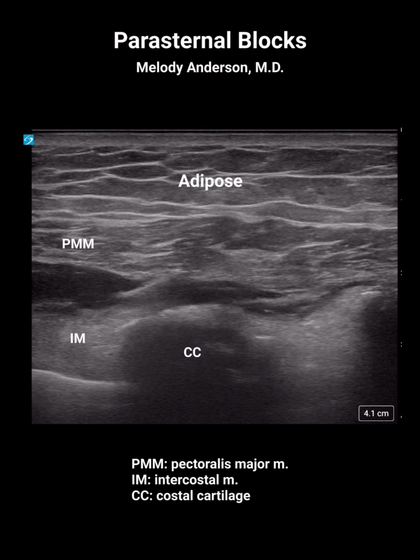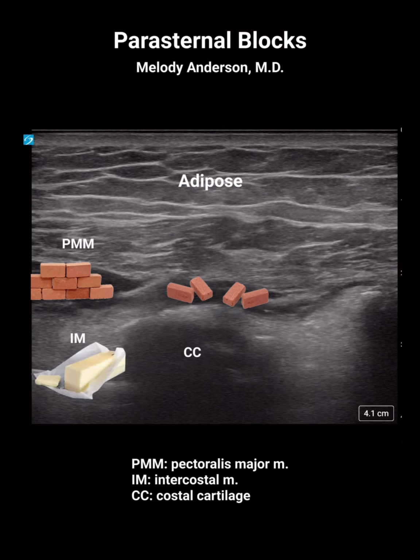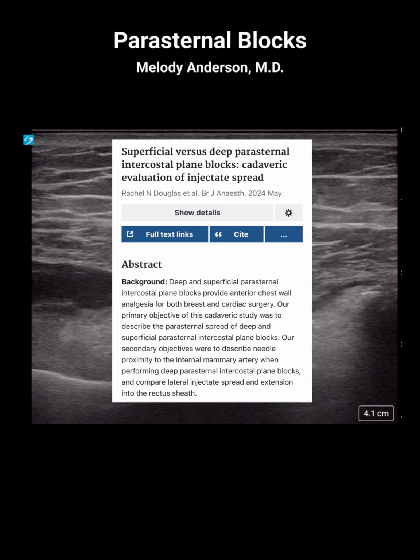Compared to the deep approach, the superficial parasternal block has a safety advantage of being further away from the mammary vessels and pleura. However, there's more resistance to spread in the plane above intercostal muscle compared to below, and more injections are likely required to achieve T2 to T6 spread as demonstrated in this cadaver study.